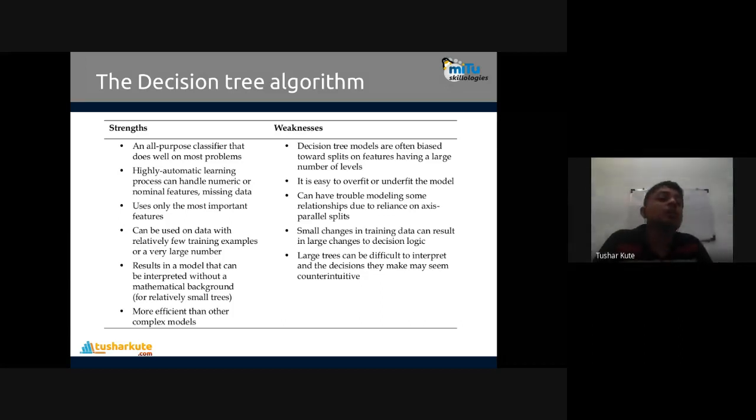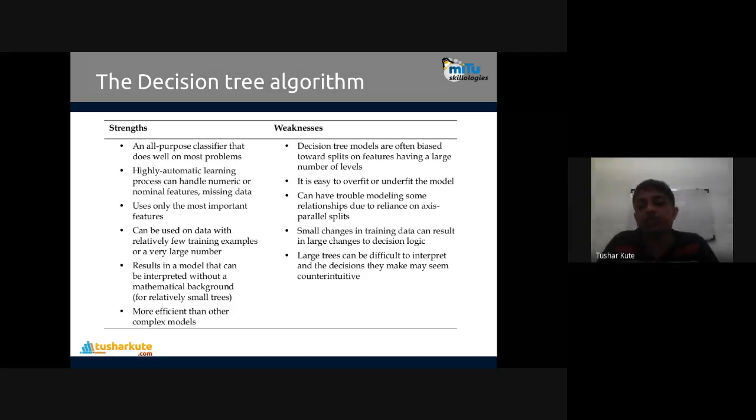Fine, remember. If you have a data set which contains a class category as the output, you can easily apply the decision tree algorithm to it and get your task done. Second, it has a highly automatic learning process and can handle numeric or nominal features and missing data also. Nominal means a categorical output like country is there, or missing data is present. That can also be handled easily with the help of a decision tree.